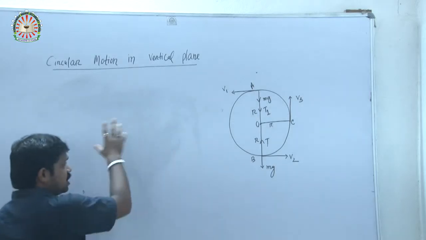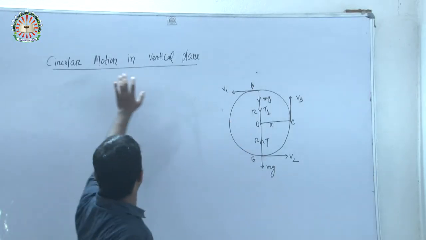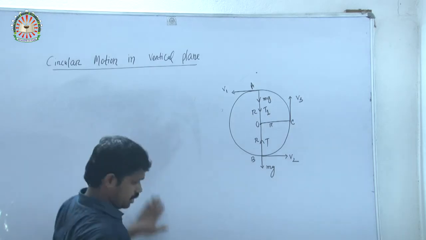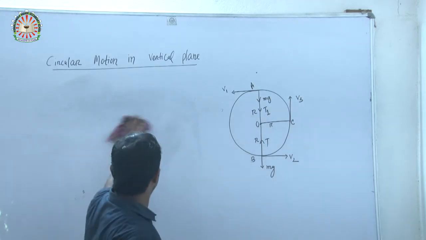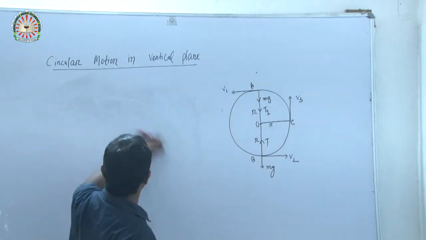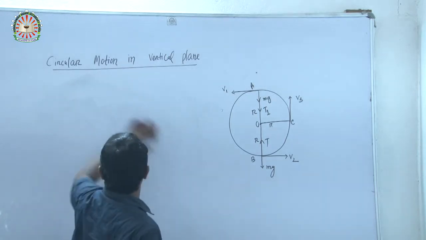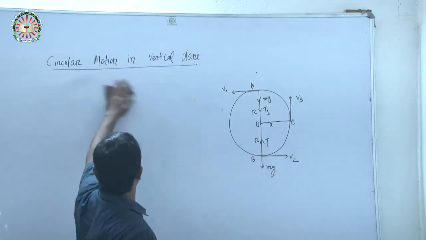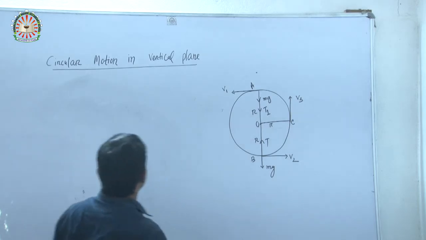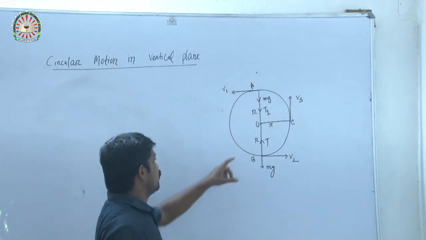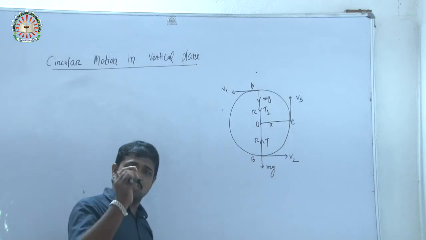Okay, so now with this knowledge, let us find out the different velocities during a circular motion in a vertical plane. Very simple. Let us find out. Clear all of you? Okay, in a vertical plane. So now what are the things we are going to find out in this point?